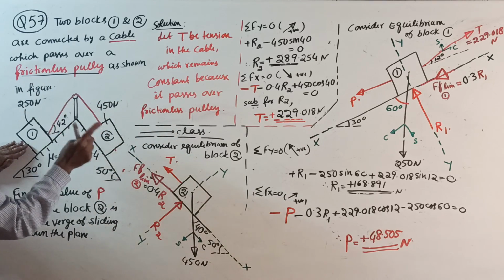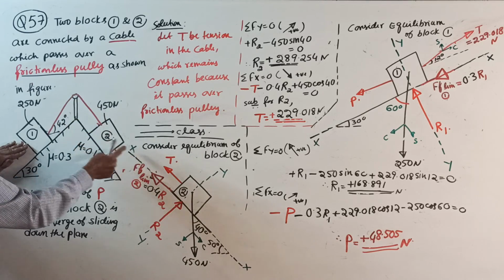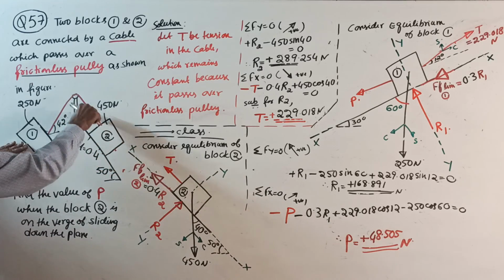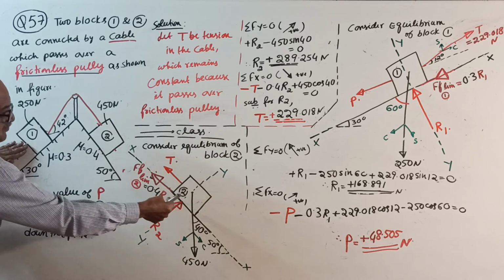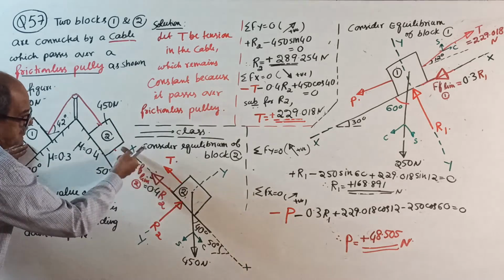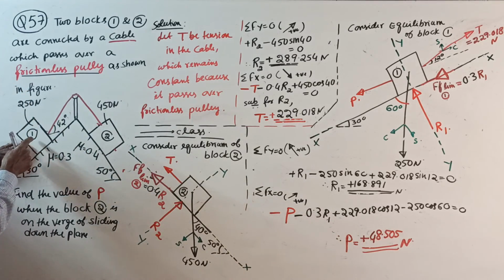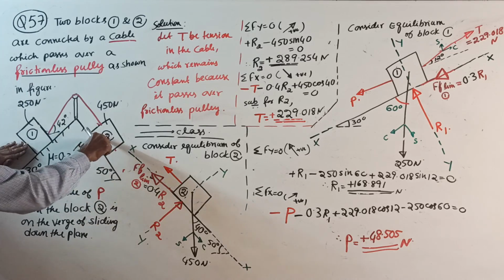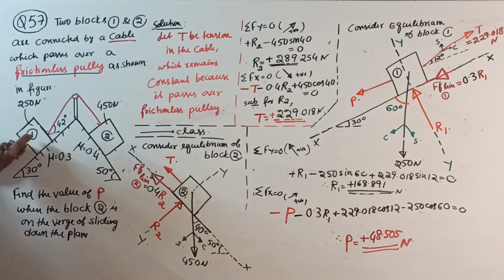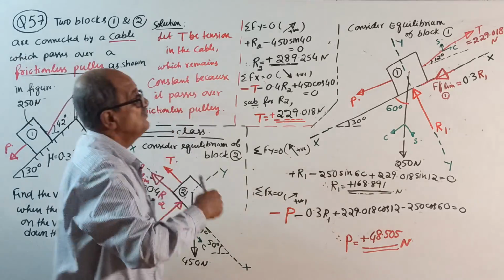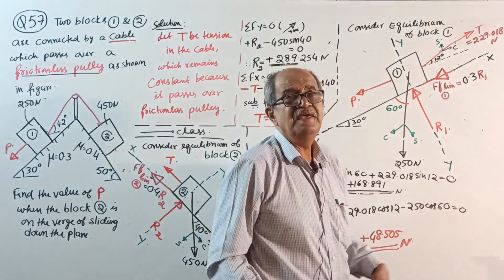Therefore, when you consider equilibrium of block 2, it will try to slide down, so friction is up. See here, up. Whereas when you consider equilibrium of block 1, when block 2 is sliding down, block 1 will move up, so friction is down. See here. This all I explained last time.